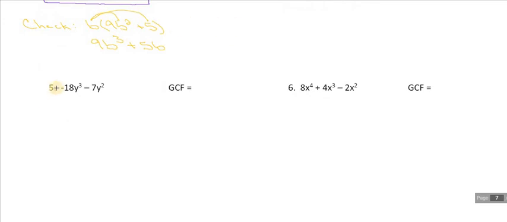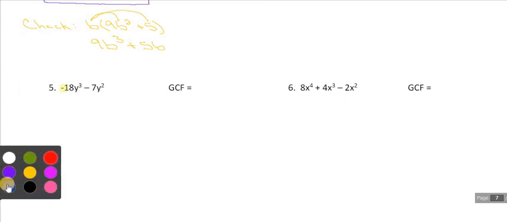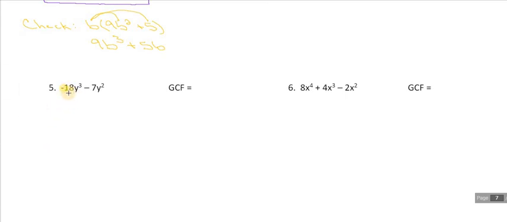Let's look at number 5. We've got negative 18y cubed minus 7y squared. This is in standard form, but we have a negative in the front. We don't like negatives in the front. So part of our GCF is going to include a negative. Now let's look at the numbers. If I just think of them as the absolute value, just the positives, 18 and 7.